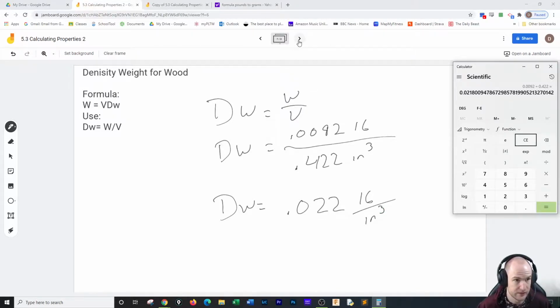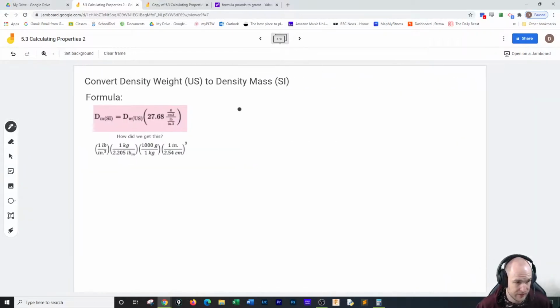So that is all of these. Now what we have to do is we have to take these values and we have to basically multiply all of them by this magic number. How do we get this magic number? Well, that is simple. We set up a big conversion. So we had to set it up so 1 pound per inch cubed, which is what our density weight's units are, becomes 1 kilogram, and then becomes basically 1 gram per centimeters cubed.